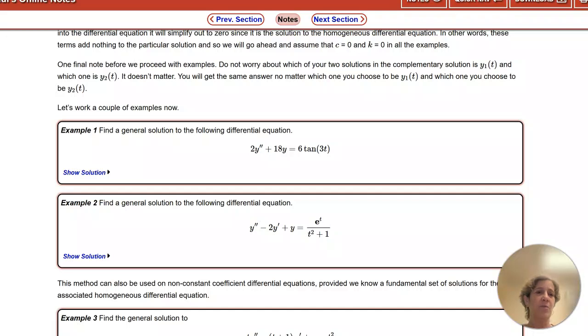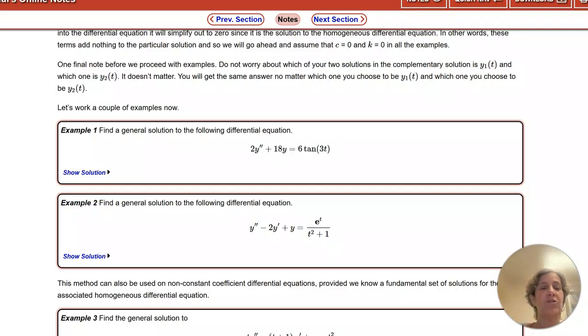So here's an example, example 1, and this is very similar to some of your homework. Notice our guess and check method won't work here because our right-hand side is not a nice function, it's tangent. So in this case, we would first need to divide through by 2 to put it in that standard form where the lead coefficient is 1, which would give us y double prime plus 9y equals 3 tangent of 3t. So the g of t is going to be 3 tangent of 3t.